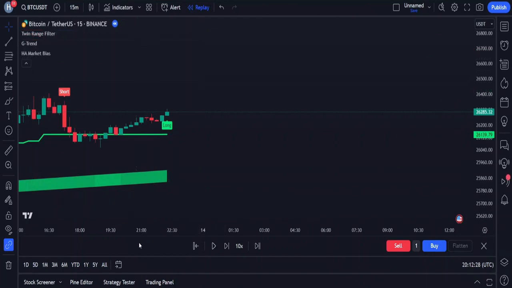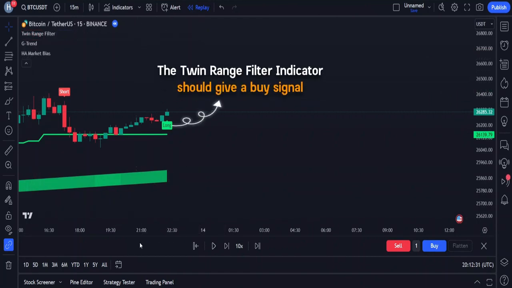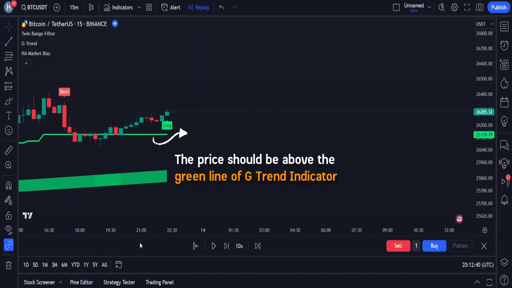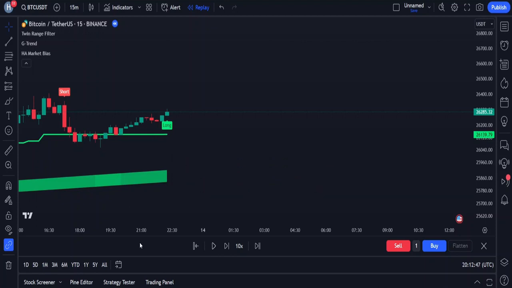So for a buy trade to be valid, first of all, we want the Twin Range Filter indicator to give us a buy signal. Then we need to make sure that our signal is following the short-term trend. And for that, the price should be above the G-Trend indicator line, and the color of the line should also be green. Finally, we have to make sure that the long-term trend of the market is also ascending. And for this, the price must also be above the Market Bias indicator, and the graph of this indicator has to be green in color. So if all these conditions are fulfilled, we can safely enter a buy trade.